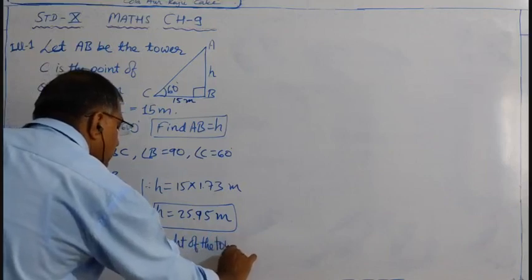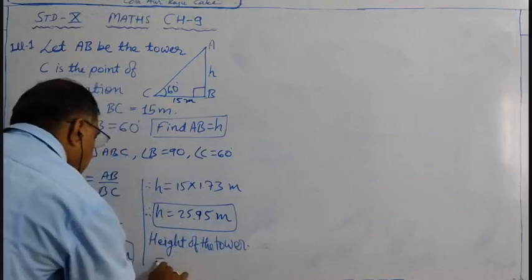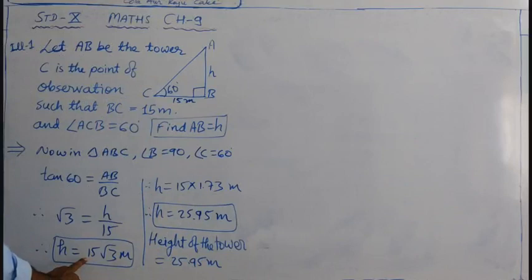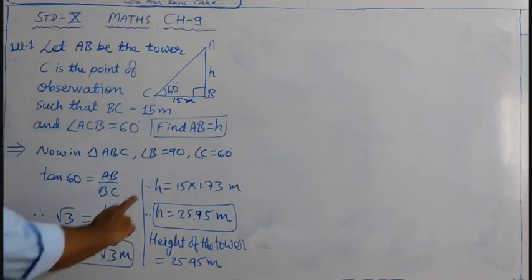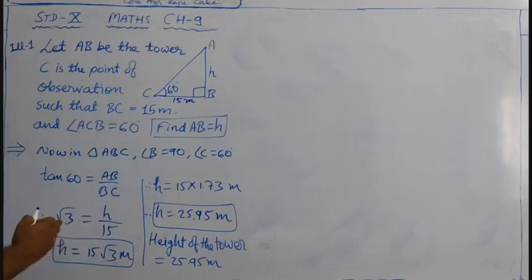tower, that is equal to 25.95 meter. So that is 15 root 3 meter. But whenever it is asked to convert, if we know root 2, root 3, we have to remember these values. Root 2 is equal to 1.41 we can take. Root 3 is equal to 1.73 we can take. 1 by root 3 is equal to 0.58 we can take. Root 5 we can take 2.236, that is approximately 2.24.